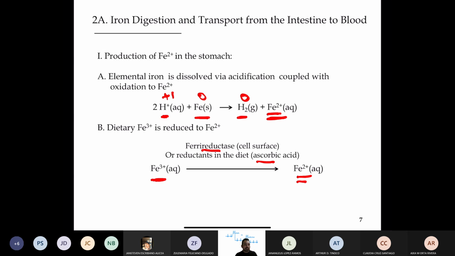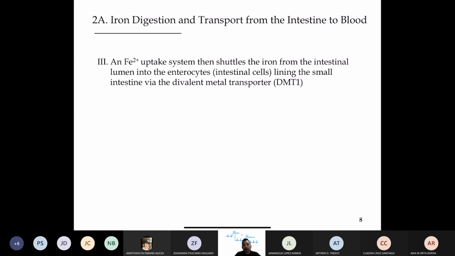Now, if you ingest something that's iron 2, well, basically you already have the iron in the form that's needed. It's just a matter of now making it accessible in order for it to be transported. So once you have the iron 2, okay, that becomes bound by a protein called gastroferrin, and that will transport the iron to the intestine. So here we're now going to look at the movement through the intestinal cells. You have an iron uptake system that will shuttle the iron from the intestinal lumen into the enterocytes. So enterocytes are intestinal cells, and these are lining the small intestine.